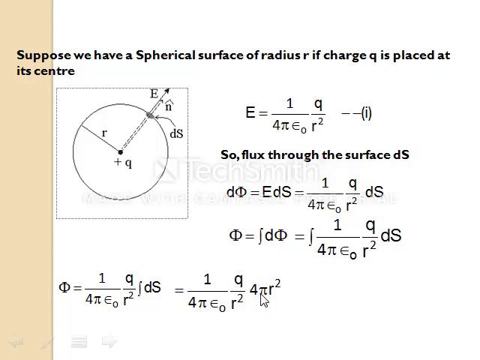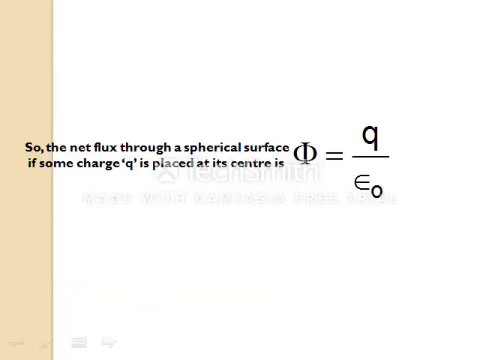Cancel out the expression, simplify it. This is the result. So remember this result. If we have a spherical surface with charge q at its center, the flux comes out to be q by epsilon naught. This is the result which we derived.